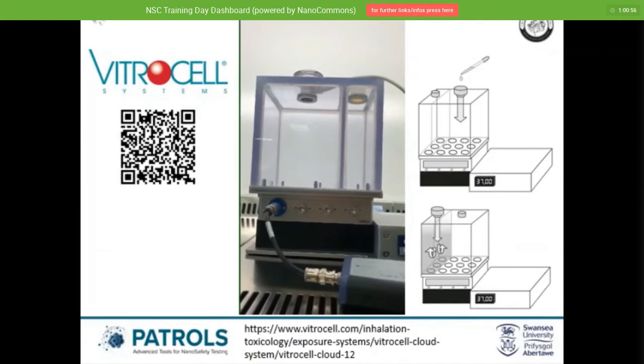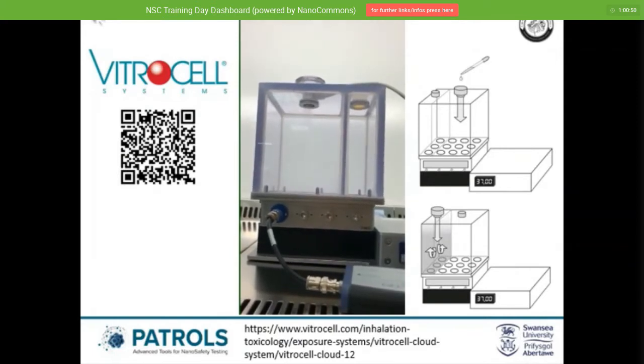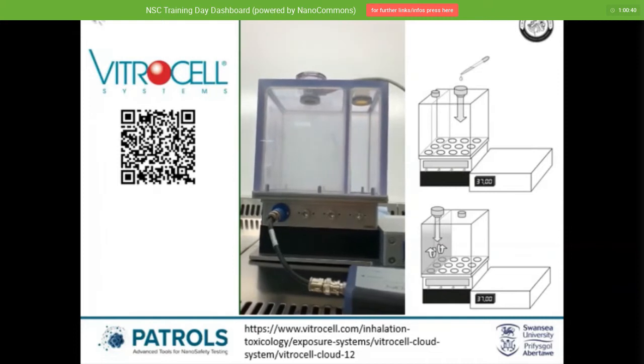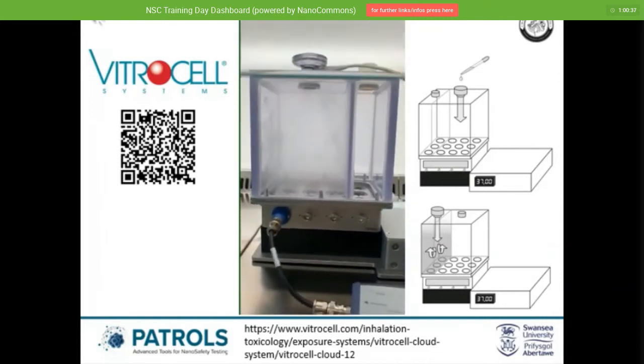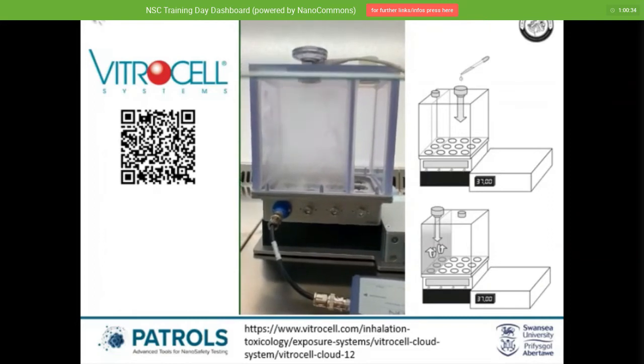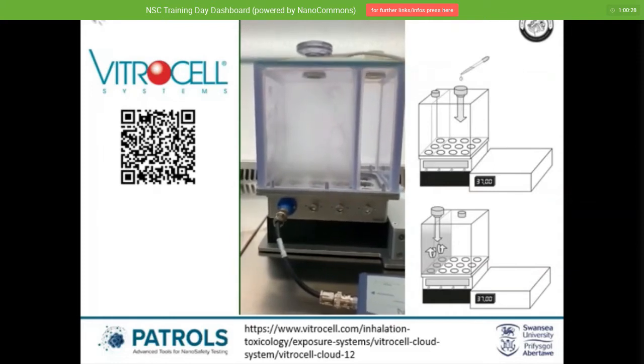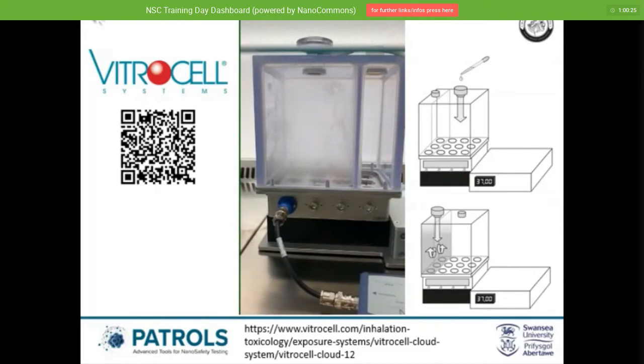So this is an example of one of our exposure methods, which is the VitroCell Cloud 12. I've placed a QR code on the left-hand side in case anyone would like to have a look at more of the details on the website. So using this system, we place a specific volume of our nanomaterials in suspension into the nebulizer, which is then nebulized into our exposure chamber and onto our transwell inserts that are placed in the bottom of the chamber. We can also then measure the deposition of these particles using a quartz microbalance. This means that we can replicate these conditions quite consistently and are also doing this as part of the PATROLS project within various different labs, comparing the deposition we get of specific nanomaterial using this system.